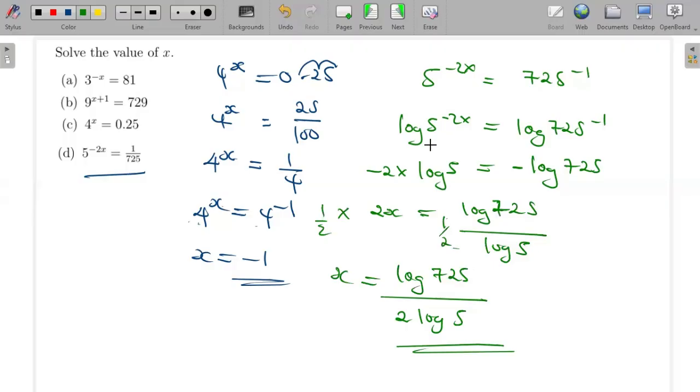So if they tell you to evaluate exact, then you can punch this in the calculator, but since they didn't tell us, just left it like that. So we can just leave it here like this.